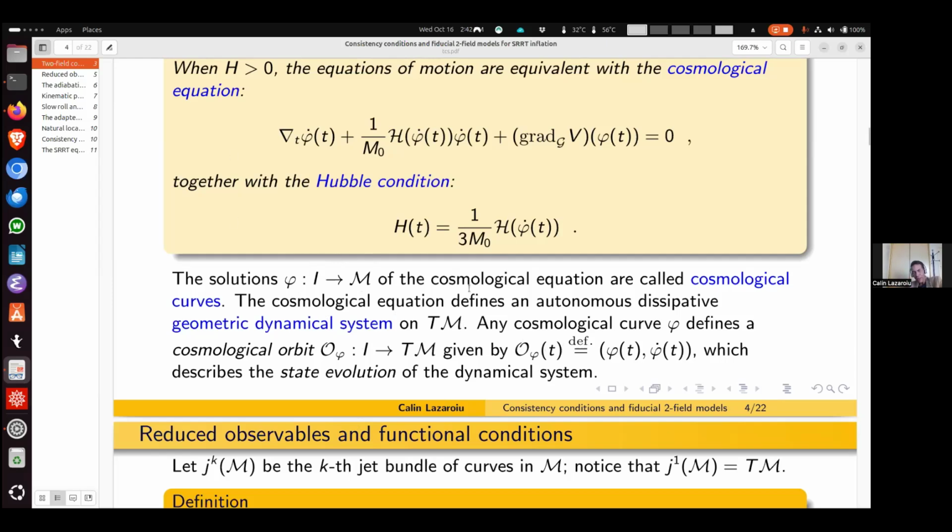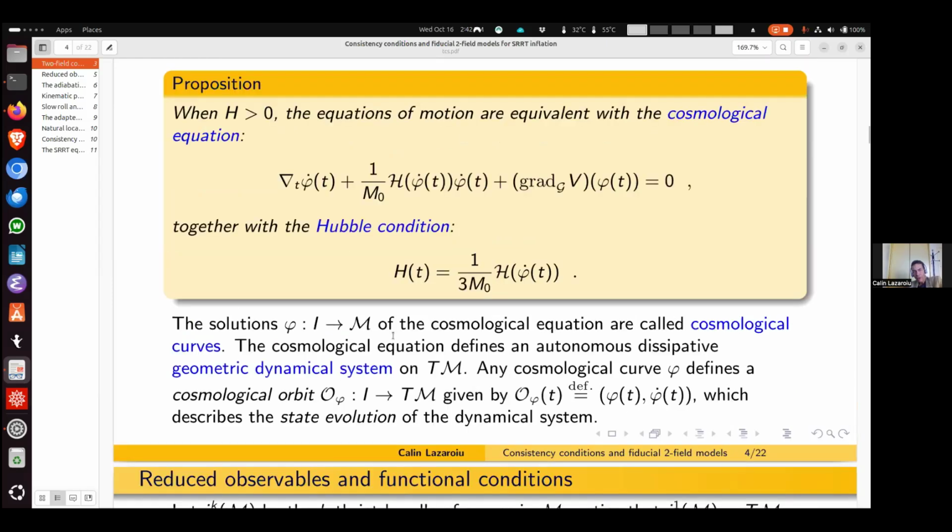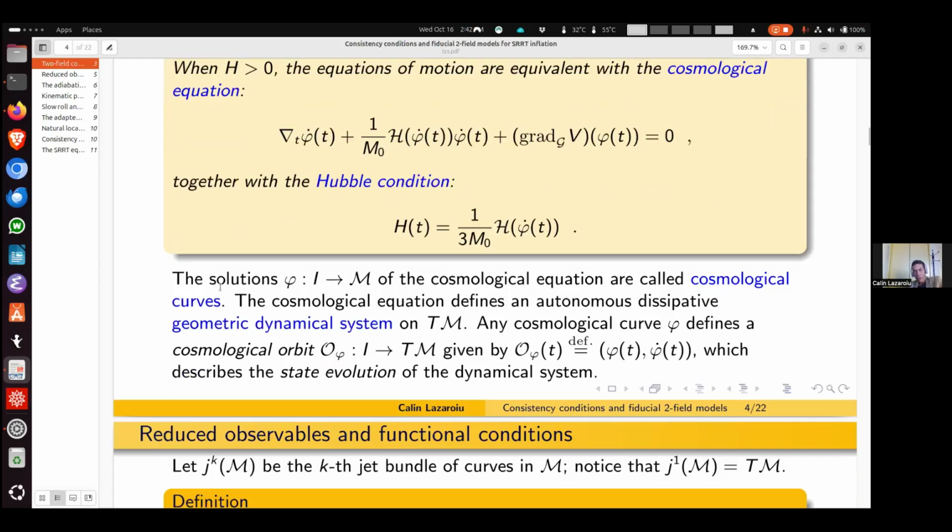But it can be any kind of interval, right? Again, open, closed, or semi-closed. So phi is just a curve in M. And I'm interested in smooth solutions, which, of course, because I took everything to be smooth, can be easily arranged by using regularity theorems. So smooth solutions of the cosmological equations are called cosmological curves.